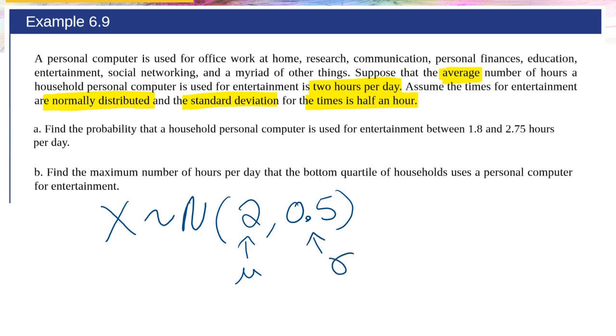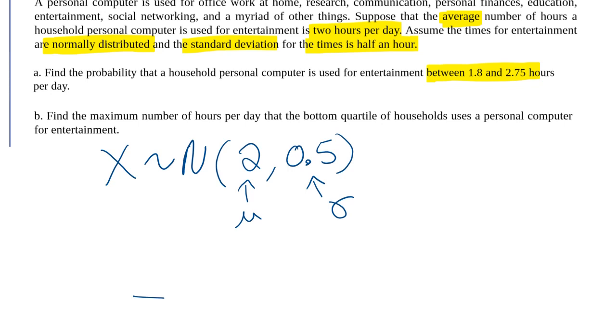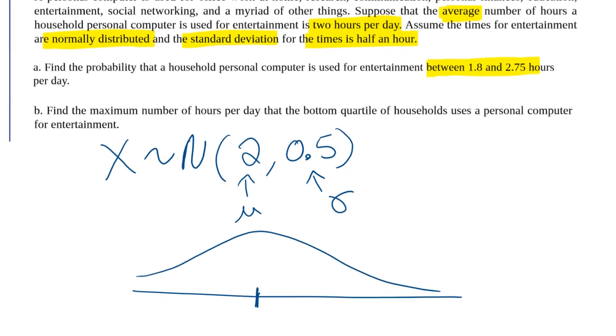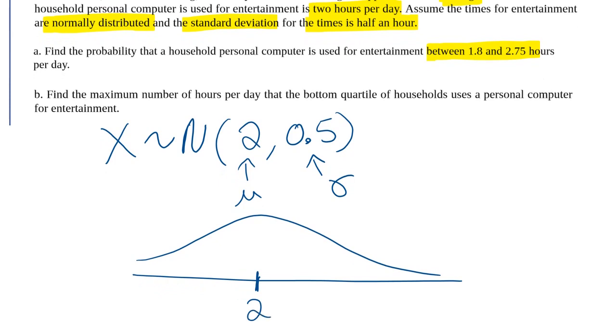The first question asks us to find the probability that a household computer is used for entertainment between 1.8 and 2.75 hours per day. I always think it's a great idea to draw these distributions. So draw the distribution of X, which is normal, so it looks like a little bell curve. In the center of a normal distribution, you always have its mean, which is 2. Now we want to find the probability that X is between 1.8 and 2.75.